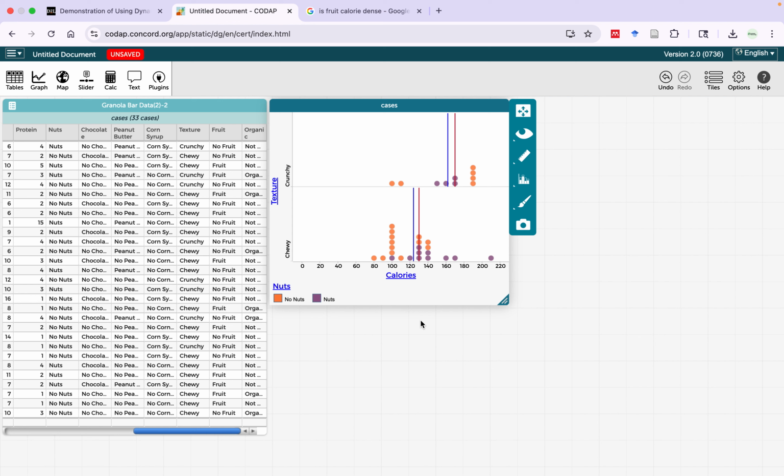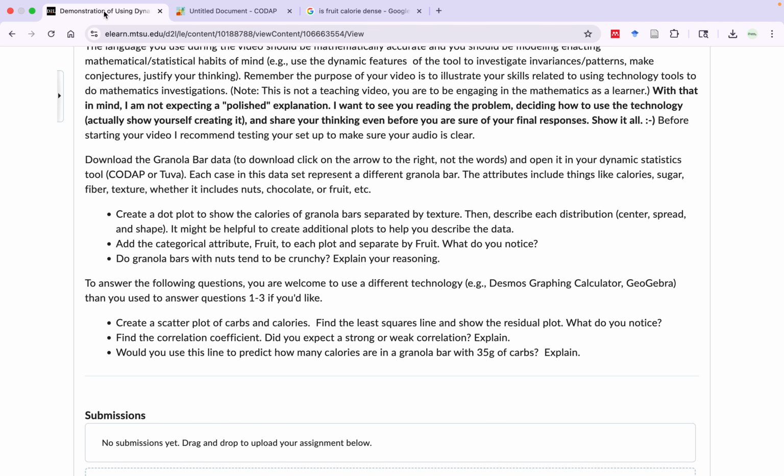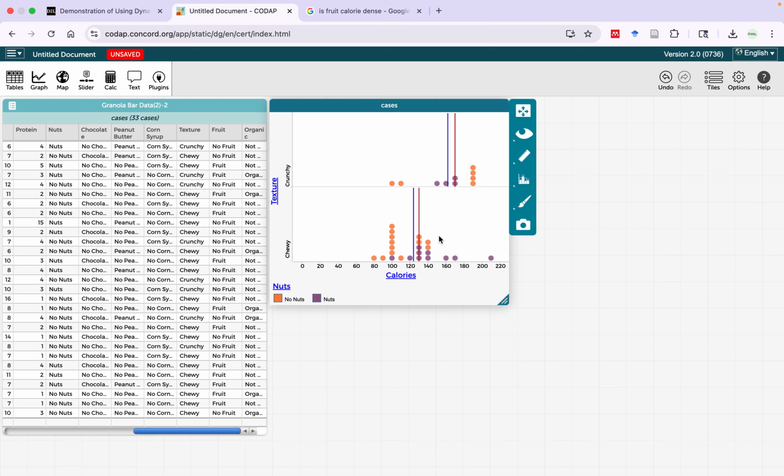It's not necessarily the case that if they have nuts, they tend to be crunchy. But if they're crunchy, they're more likely to have nuts. Yeah, that makes sense. So not the case that all nut bars are crunchy, nor that it's likely for them to be crunchy. But it is more likely for a crunchy bar to have nuts in it than a chewy bar to have nuts in it. Not by a lot.